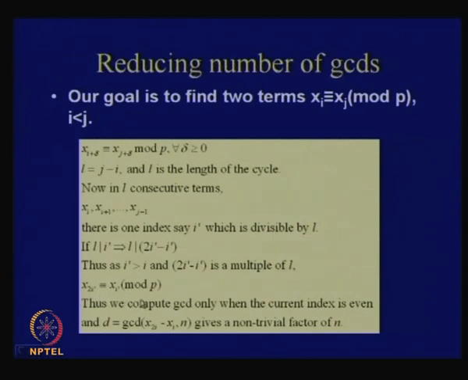So, p will divide x2i' minus xi', and p also divides n. Therefore, if I compute the GCD of x2i' minus xi' with n, I should get one non trivial factor of n. If this returns a value like n, then it is actually a failure, because that is a trivial factor. What I am looking for is a non trivial factor.